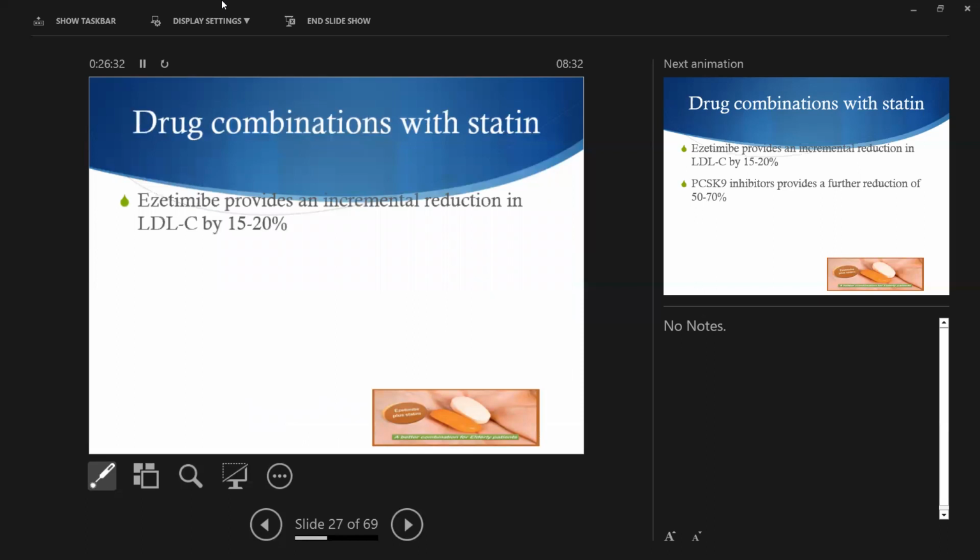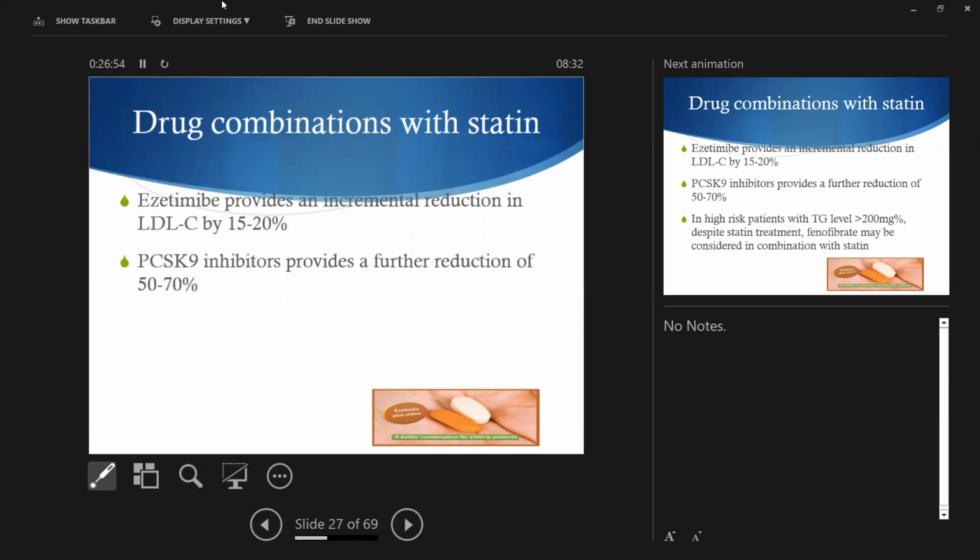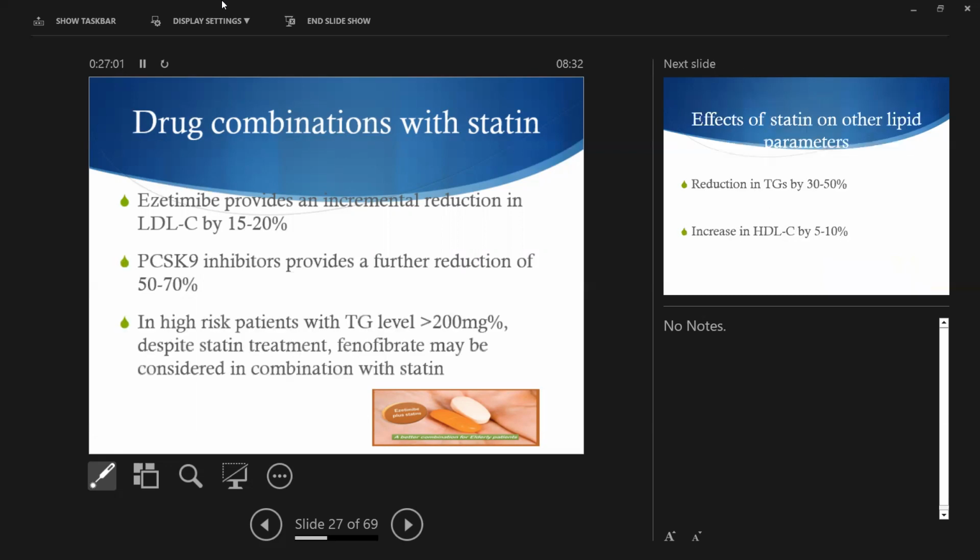For drug combinations with statin, there are various add-ons to give better efficacy or better lowering of LDL, or to get additional lowering of triglycerides if required. Ezetimibe is a quite commonly used drug. It provides an incremental reduction in LDL by 15 to 20% in addition to statin. Another is the PCSK9 inhibitor. They provide a further reduction of around 50 to 70%. They are very potent drugs. In high-risk patients with triglyceride more than 200 milligram percent despite statin therapy, fenofibrate may be added.